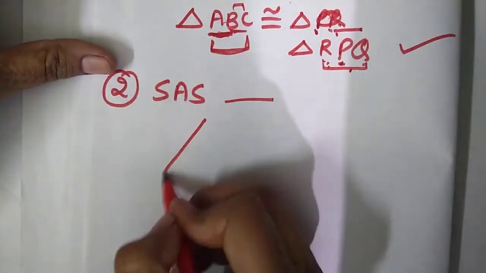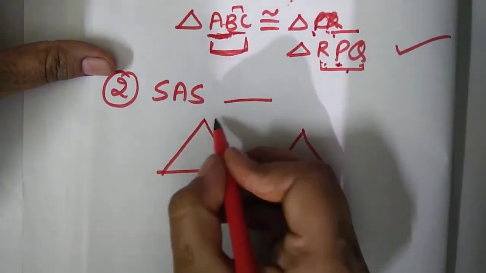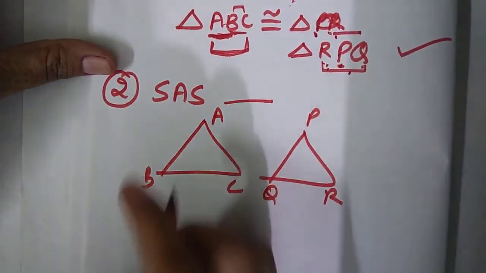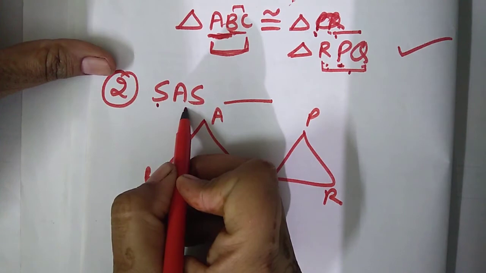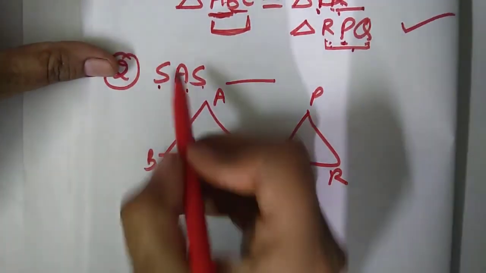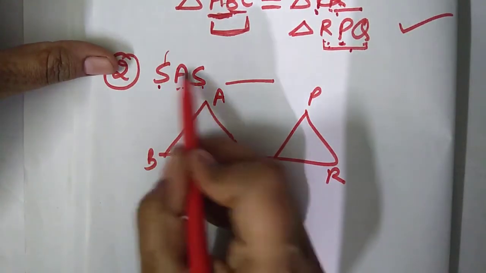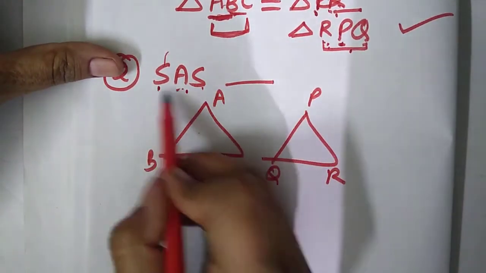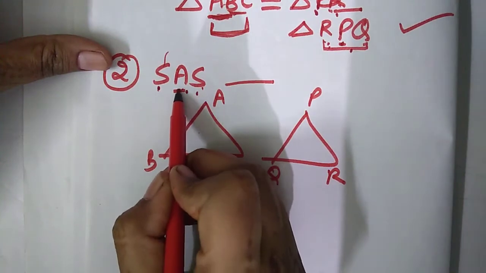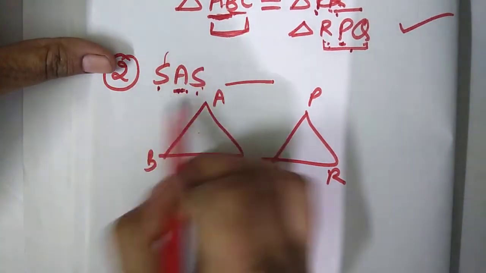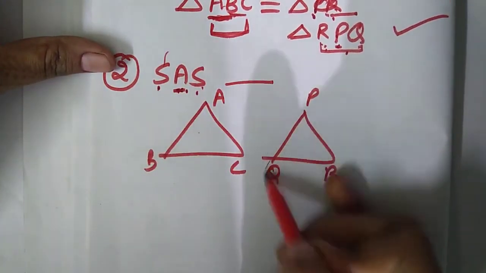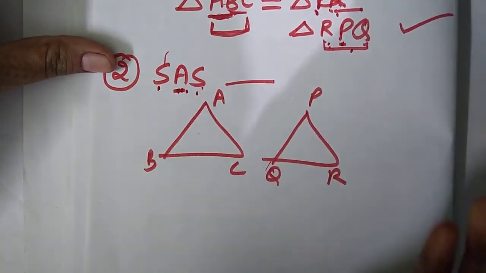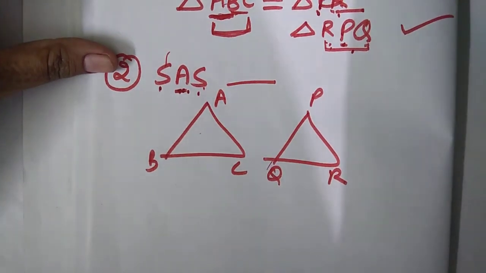Okay, if we are having two triangles, triangle ABC and triangle PQR, S stands for side, A stands for angle, S stands for side. Two sides and one angle, and the angle must be included. If in two triangles, two sides and one included angle of one triangle are equal to two sides and one included angle of another triangle, then we can say the triangles are congruent by SAS rule.